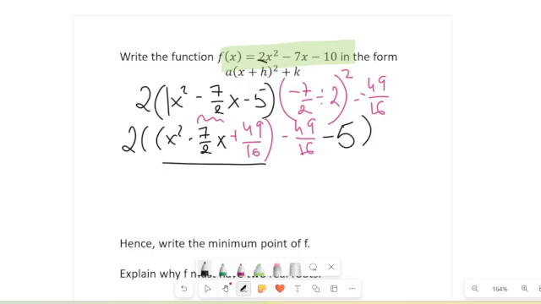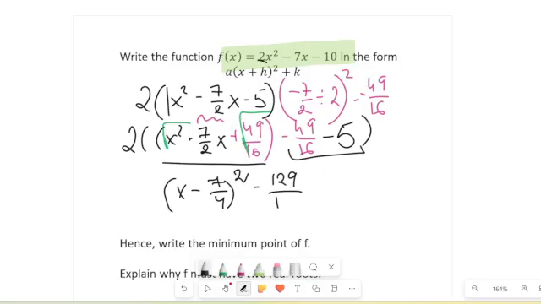I know, guys, that factorizing, especially with the fraction, could be challenging, but remember, there will be always one bracket to be squared. So what you basically do each time, you square root the first term and then square root the last term. So that will be x minus 7 over 4. From this, you get minus 129 over 16.